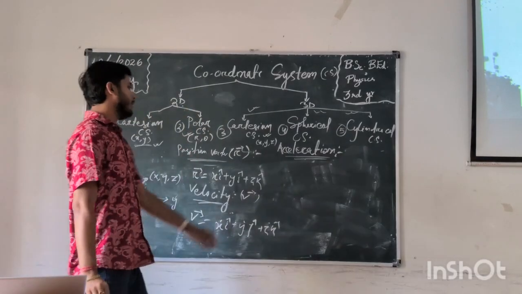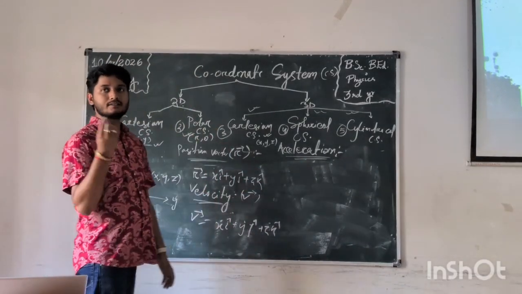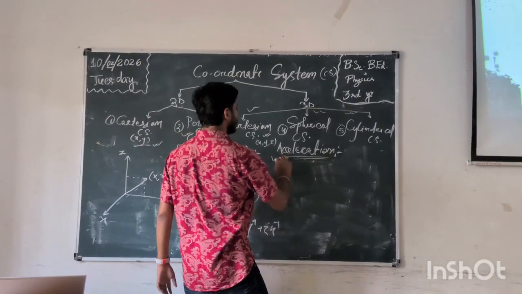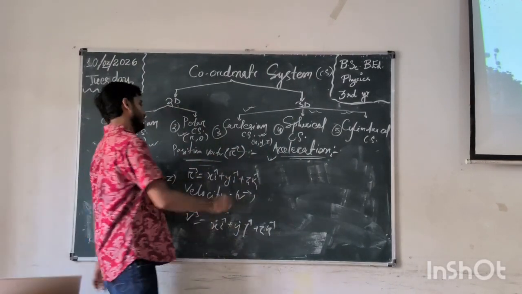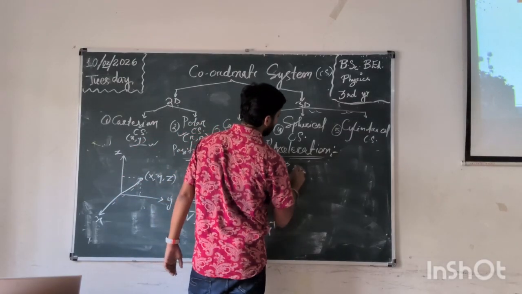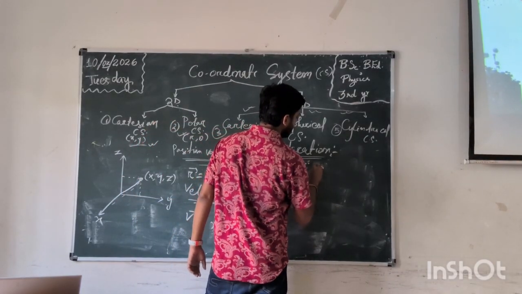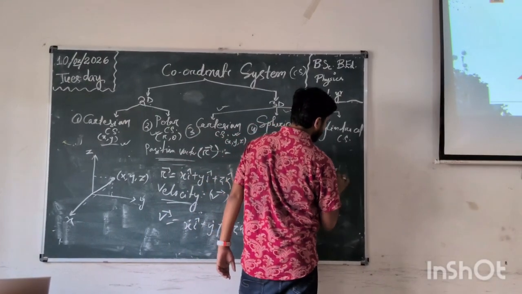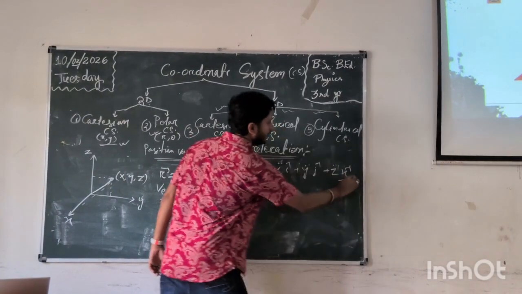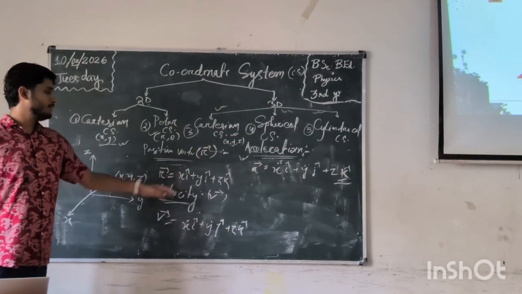Okay. Then for acceleration also, what is the expression for acceleration? The double differentiation of the position vector. So acceleration equals x double dot i cap plus y double dot j cap plus z double dot k cap. So these are our three final expressions.